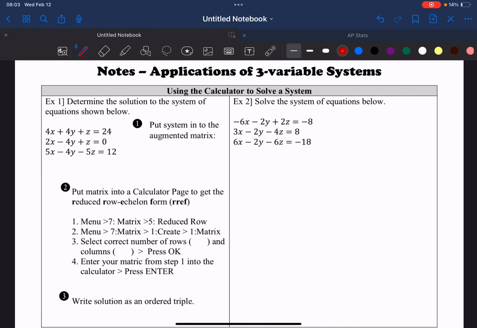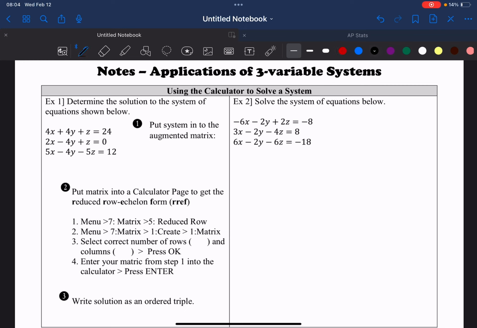This is applications of three variable systems. So remember, on the last notes, I showed you guys how to solve these matrices using your TI-Nspire. So that's what we're going to do in the first two examples, is practice using that skill. When we look at some word problems, you're able to first identify the variables, set up your system, and then once you have your matrix, you could just plug it into your calculator.